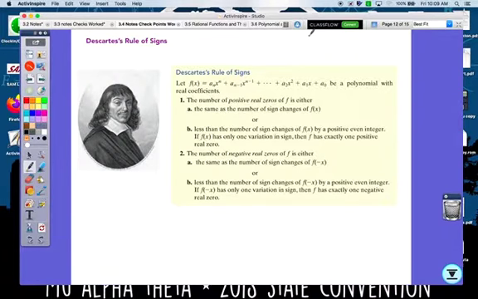Or, since our imaginary answers come in pairs, you can go down by 2. So if there were 4 sign changes, you could have 4 answers that are positive, 2 answers that are positive, or 0 answers that are positive. So you keep on subtracting 2 from that number until you get down to 0. And for negatives, we just plug a negative x in, and then we do the same process.